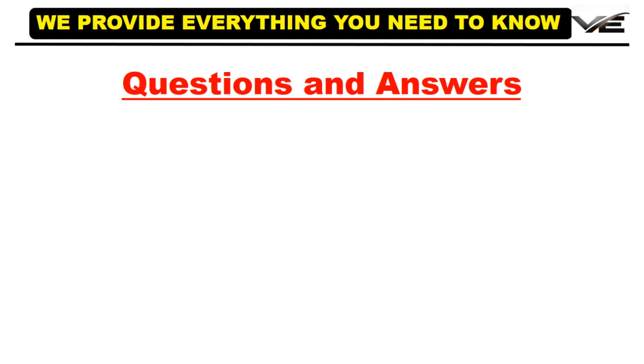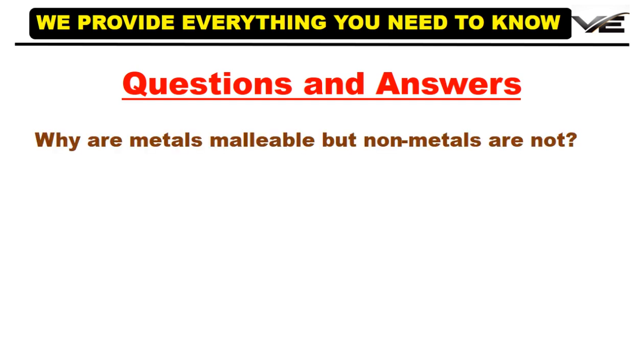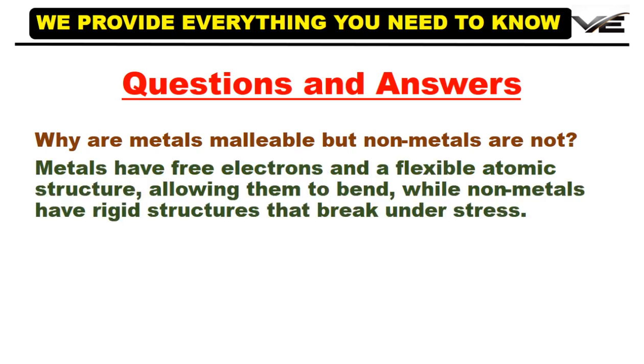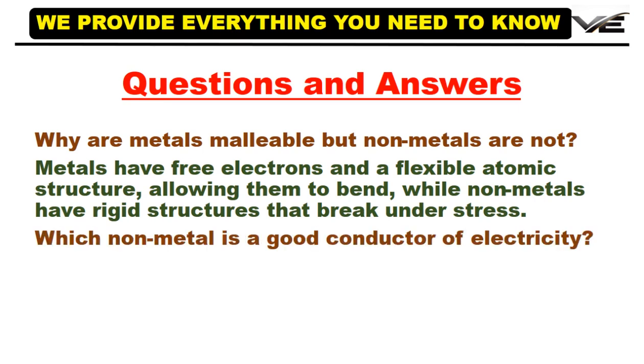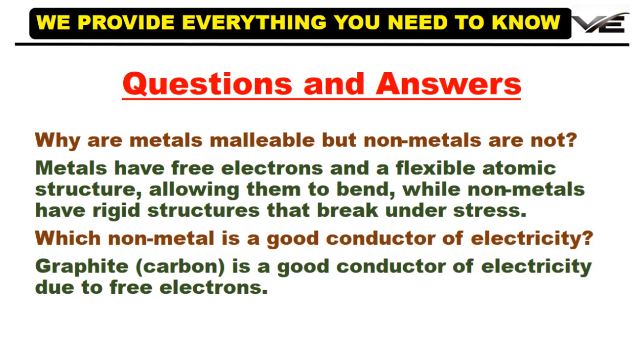Here are some questions and answers. Why are metals malleable but nonmetals are not? Metals have free electrons and a flexible atomic structure, allowing them to bend, while nonmetals have a rigid structure that breaks under stress. Which nonmetal is a good conductor of electricity? Graphite. Carbon in the form of graphite is a good conductor of electricity due to free electrons.